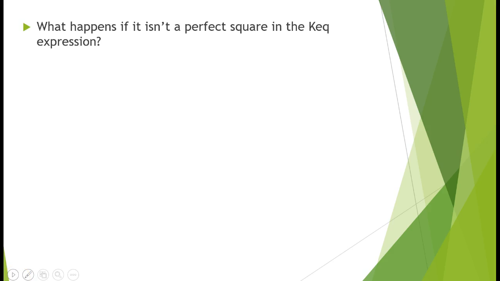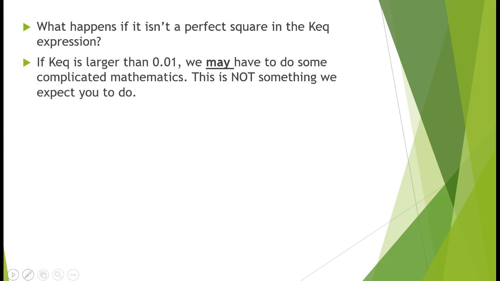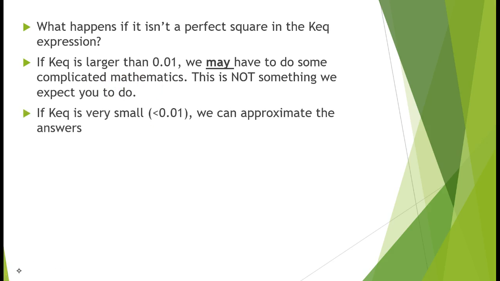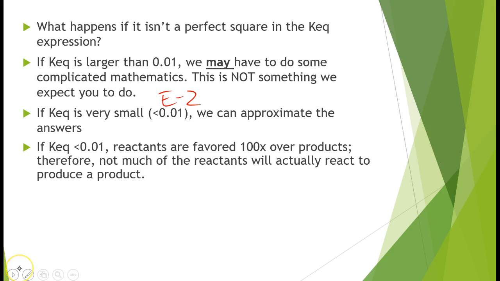Okay, but what happens if it isn't a perfect square? And you're going to run into these, particularly when we start talking about acids and KSP. If the KEQ that you are given is larger than 0.01, you might have to do some complicated math. You might have to do a quadratic equation. It gets pretty ugly, and so we're not expecting you guys to do that. It's not something I even have AP students do. If KEQ is really small, in other words, less than E-2, we're going to approximate the answers. It makes the math a whole lot simpler.